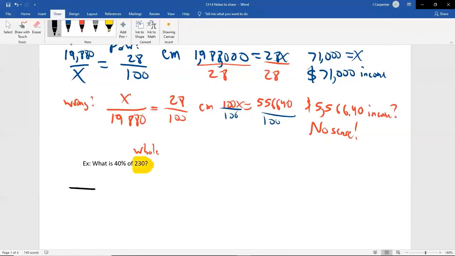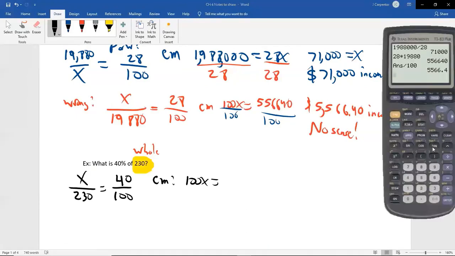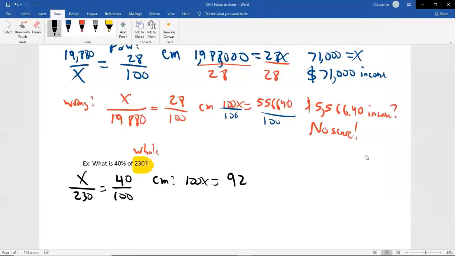So we're going to go, oops, wrong color, it doesn't matter. 230 in the bottom. That'll be equal to something over 100. The 40% is the percentage, so 40 goes in the top, not 0.4, not 4,000. It's just 40. And then the part is the unknown. We cross multiply, and we'll get 100x is equal to 40 times 230, which will be 9,200. 230 times 40 is 9,200. Just showing you that in case you didn't trust me.